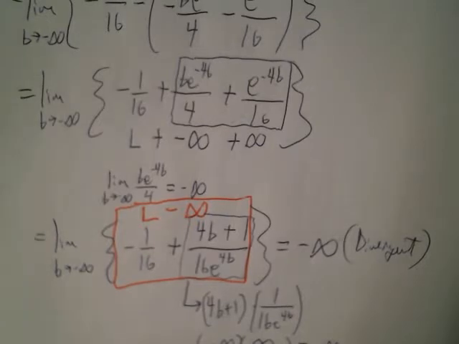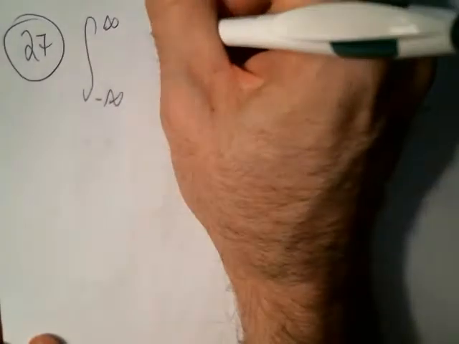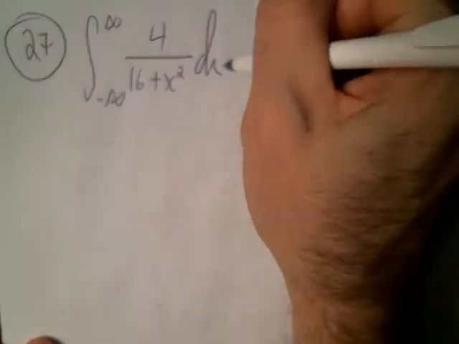All right. Let's move over to, I guess, infinite discontinuities. No, we still have the doubly infinite type. So I have two infinite intervals kind of embedded in one integral. So 27, we have the integral from negative infinity to positive infinity of 4 all over 16 plus x squared dx.